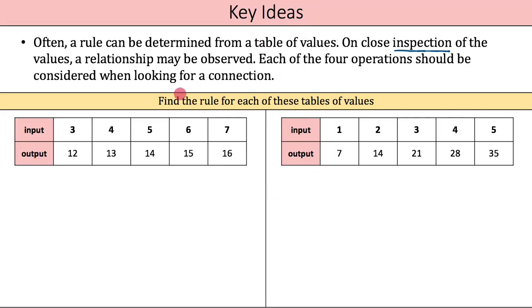So next key ideas. Often a rule can be determined from a table of values. On close inspection of the values, a relationship may be observed. Each of the 4 operations should be considered when looking for a connection. So now we're trying to find a rule for each of these tables of values.